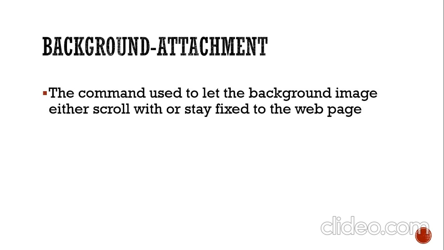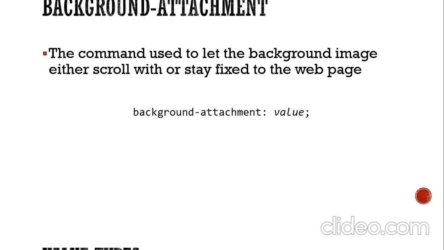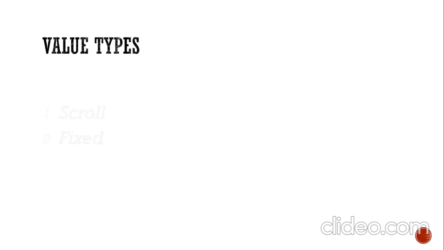Now the next command we have is background attachment. Basically what it does is it lets the background image move along with the text in the web page, or just stay fixed on the web page. Like you don't want it to move. That's about it. So the syntax we use for this one is background-attachment colon value semicolon. Now let's look at the value types.